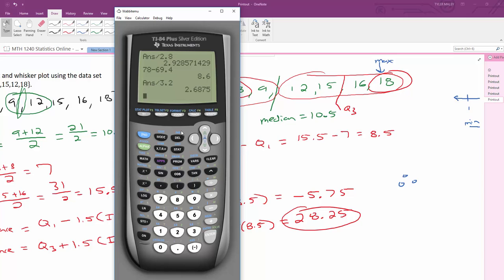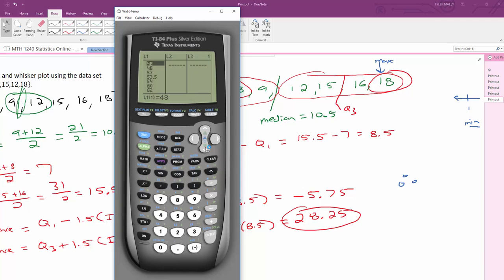All right, so let me go. First thing you want to do is go to the stat menu, which is here, and then go to edit. Remember, this is where we're going to input data. I already have data values in here, and you may also, if you haven't used your calculator since the last time we did a video.